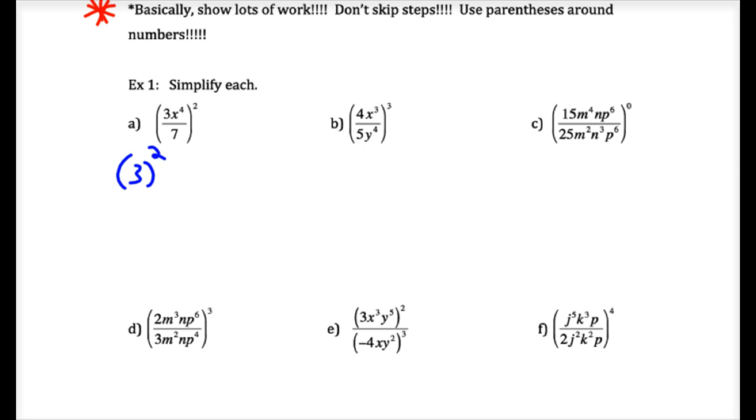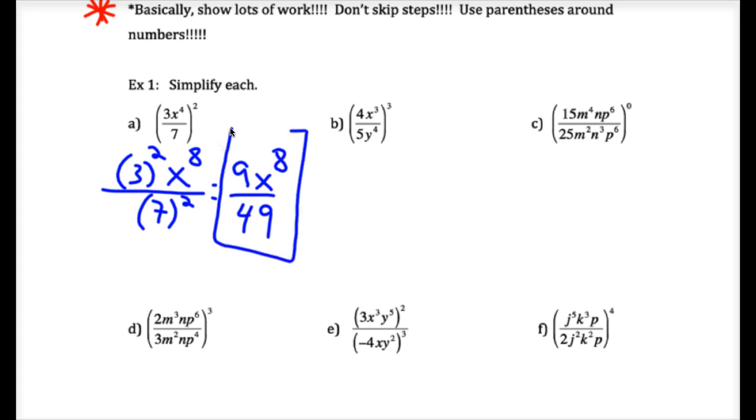Okay, keep going, Sean. Then x to the 8th over 7 in parentheses and a 2. Squared. Not 2. Squared, or to the second power. Now let's square your stuff, Sean. What's 3 squared? 9x to the 8th power. No. 49.